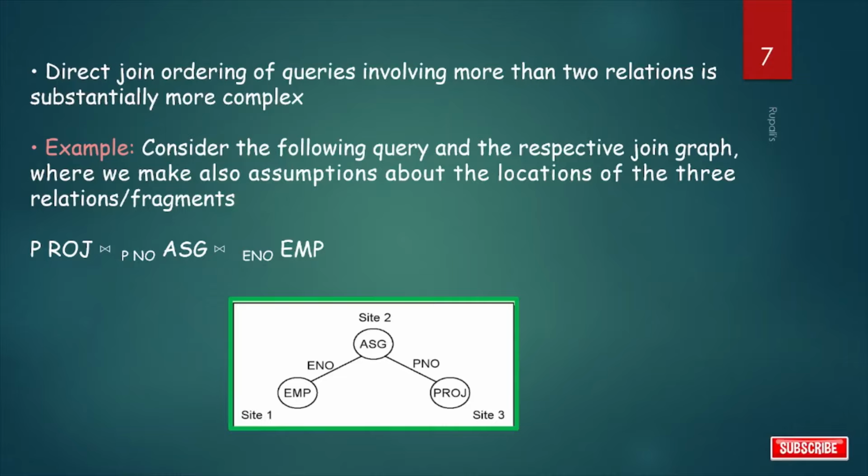Direct join ordering of queries involving more than two relations is substantially more complex. See, if there are three sites and each site has a different table. See, the EMP table is in site 1, the ASC table is in site 2, and the PROJ table is in site 3. So we also make assumptions about the location of these three relations and the fragments. So for this one, the join graph is this.